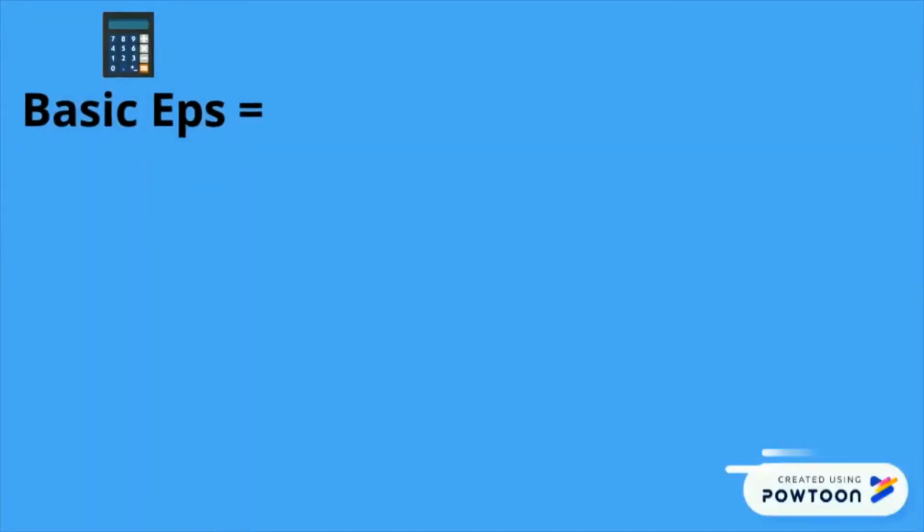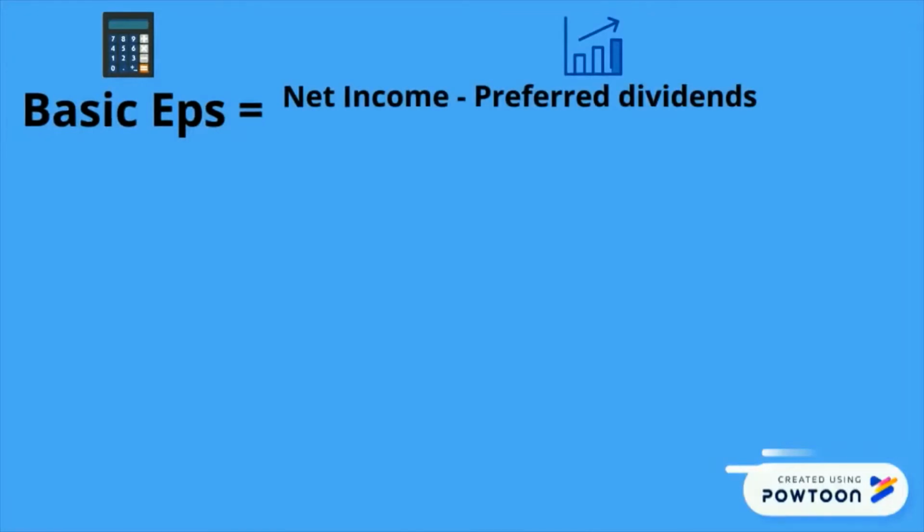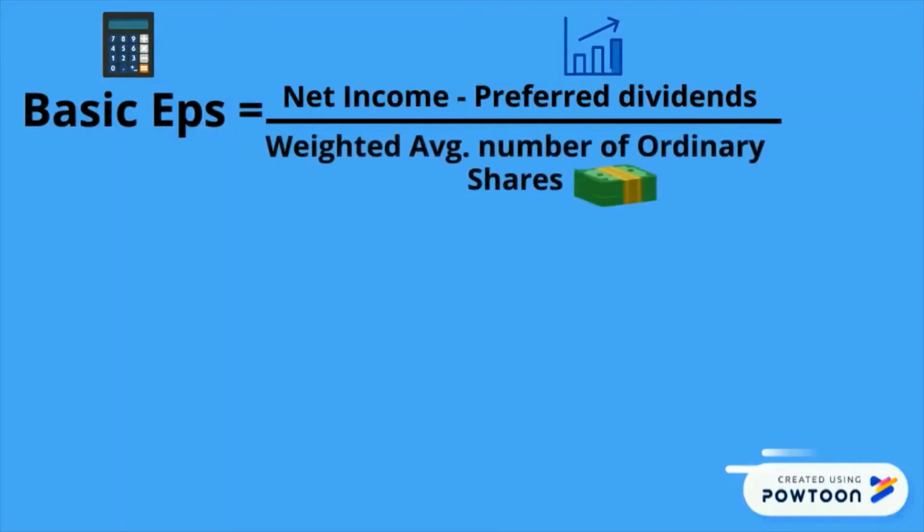Basic earnings per share is calculated by dividing profit or loss attributable to ordinary equity holders of the company by the weighted average number of ordinary shares outstanding during the period. The earnings numerator should be after deducting all expenses, including taxes, interest, and preference dividends.